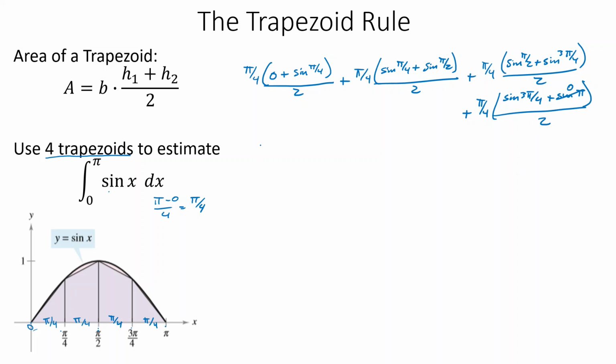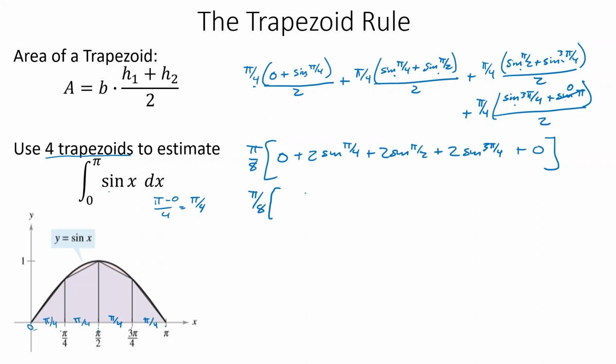All right, if we want to, we can factor out the pi over 4 over 2, which would be pi over 8, and we'd have 0, sine of pi over 4, and another sine of pi over 4, so we have 2 sines of pi over 4, plus 2 sines of pi over 2, and 2 sines of 3 pi over 4. And then we've got the 0 at the end from that. So we get pi over 8. Let's see, we'll have 2 times sine of pi over 4 is 1 over the square root of 2. 2 times sine of pi over 2 is 1.